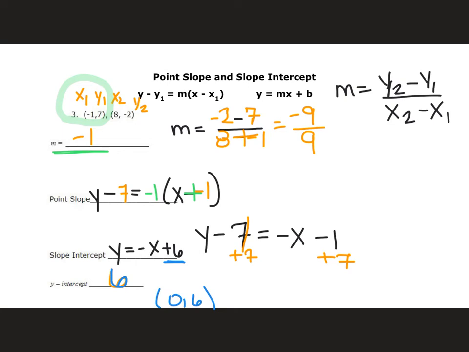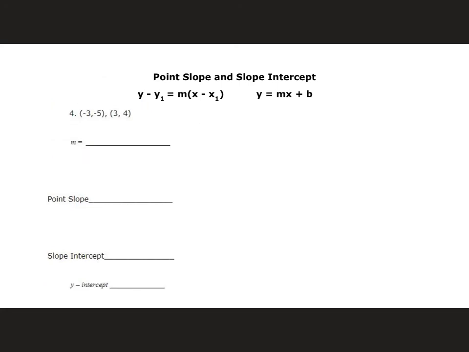Okay, so the next problem is like this. You have 2 points, and you have to find me the slope, the point slope, the slope intercept, and then identify the y-intercept at the end. Okay, so this one's just like before. You have your 2 points. From there, you're going to find the slope, then your point slope, slope intercept, and then identify your y-intercept here at the end. Okay, so the first thing you're going to do is find your slope.